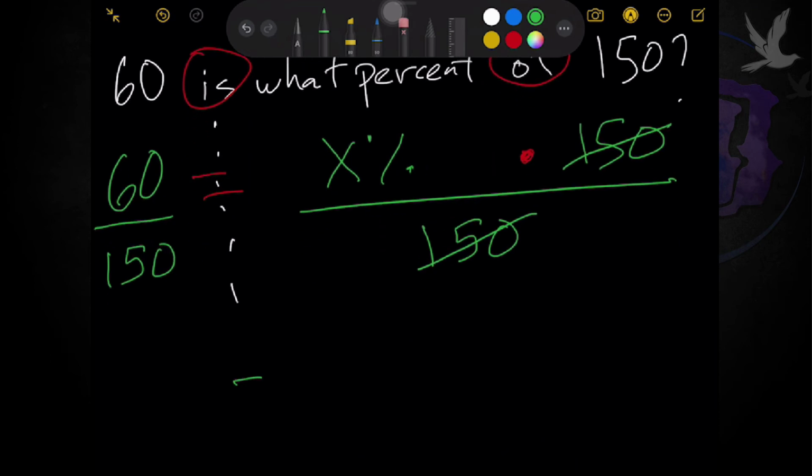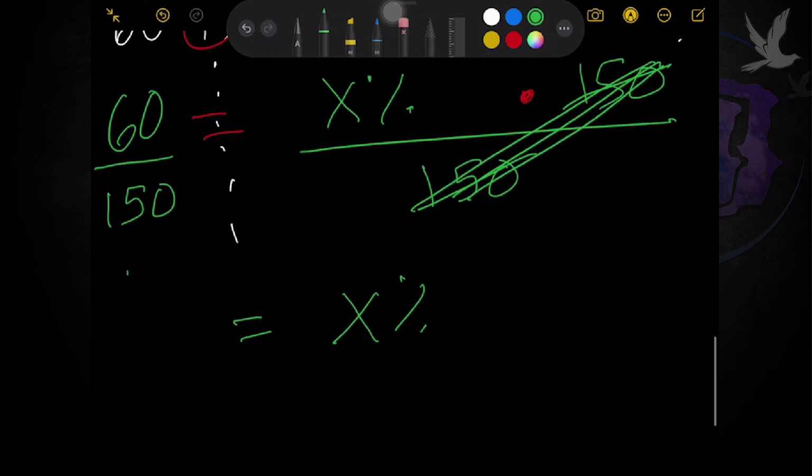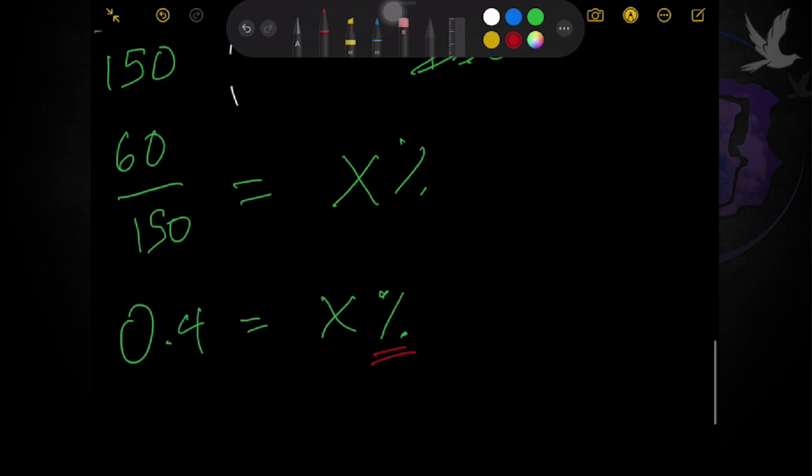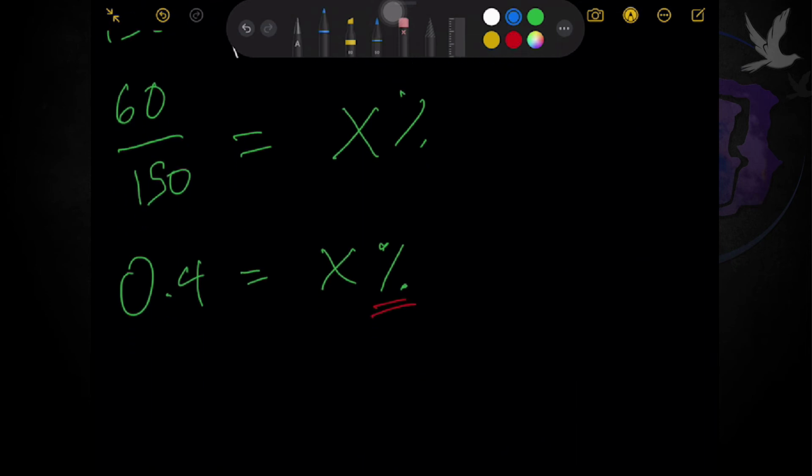Let's try to rewrite the equation again. No more 150, because we canceled it here, which leaves us with just x percent alone. And we have 60 over 150 over here. On the calculator, 60 divided by 150 will give you 0.4. And if you notice, our x has a percent sign, which means our answer should be in percent. Since our answer is in decimal, all you have to do is move 2 decimal places to the right. So, that's 1, 2, which gives us 40%.